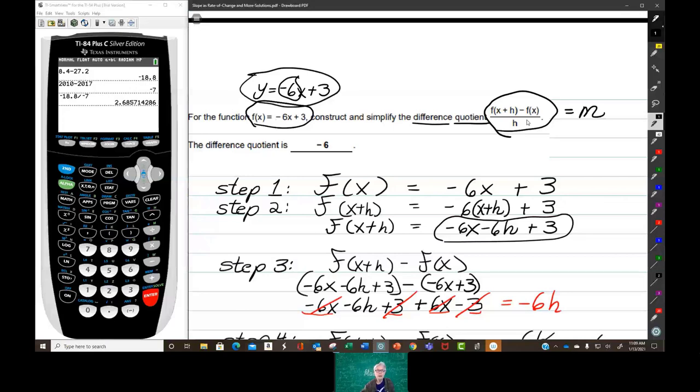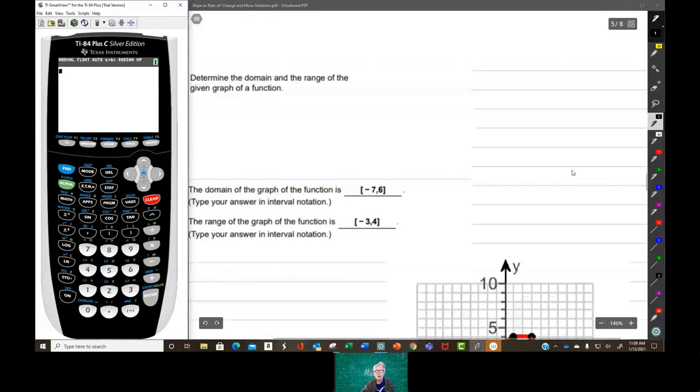Any more discussion or questions? This is the end of the torture with the difference quotient, I think. Yes, now comes torture with domain and range.